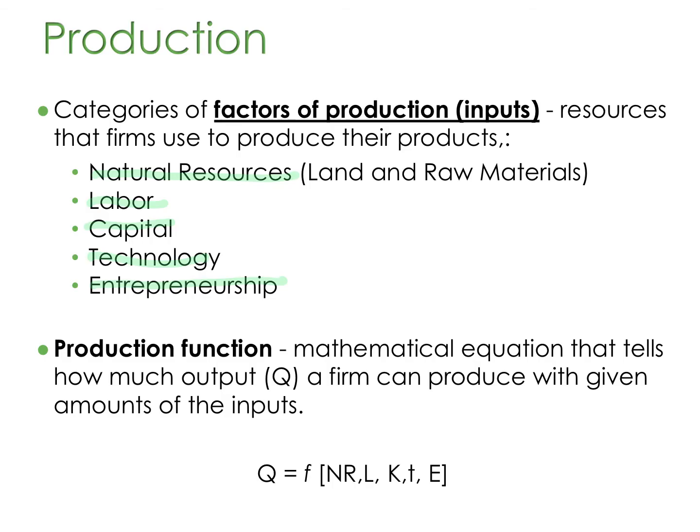So the production function puts it all together and imagines what that looks like. What does our output look like? It's some sort of function of your natural resources, your labor, your capital, your technology, your entrepreneurship. We're not specifying exactly how they're related, but we know that some alchemy happens and magically the production is made. So the output is a direct function of these inputs. And the more inputs you have, probably the more outputs you're going to have.